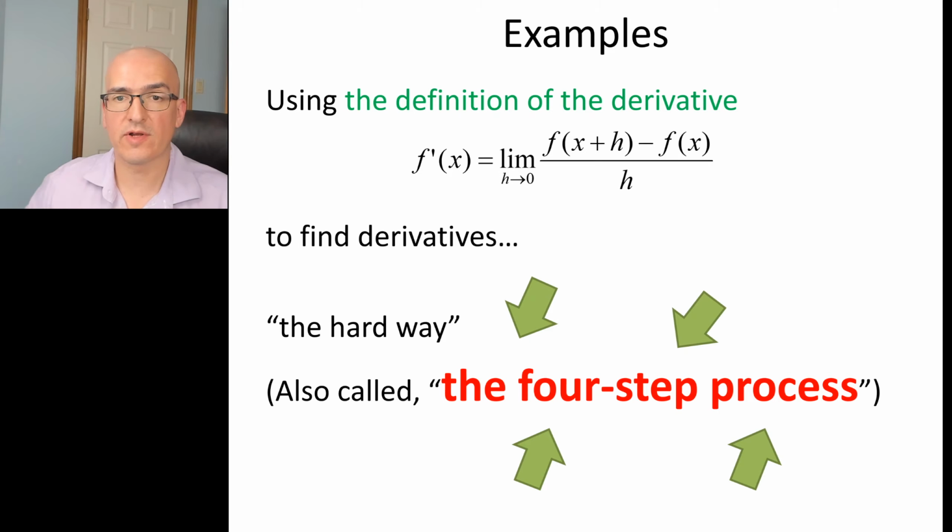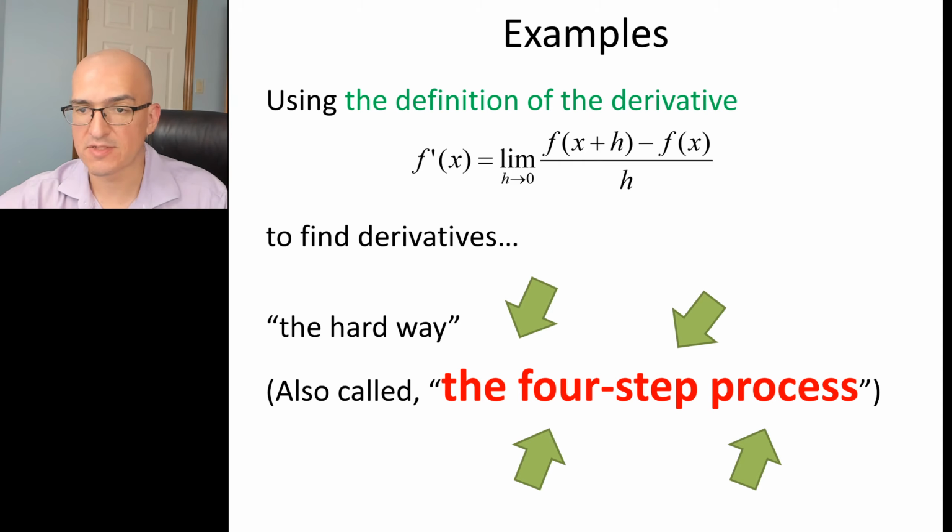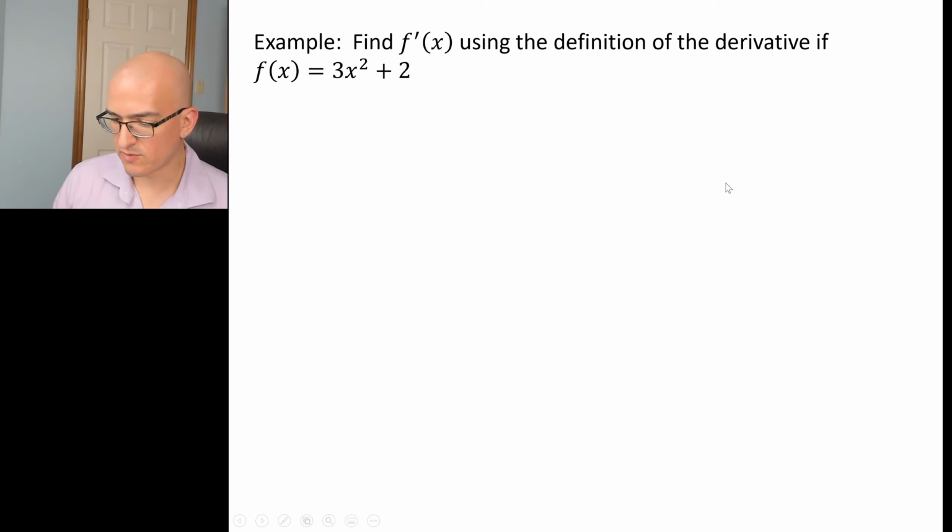Okay, in this video we're going to look at several examples of using the definition of the derivative, or the four-step process, to calculate derivatives of functions. So find f prime of x using the definition of a derivative. f of x is 3x squared plus 2.